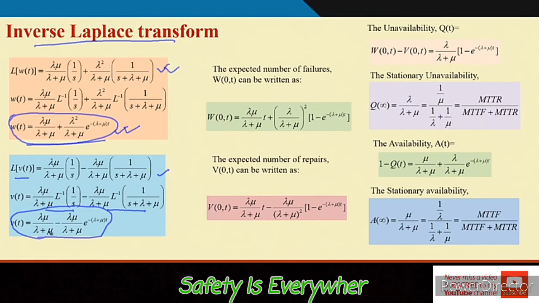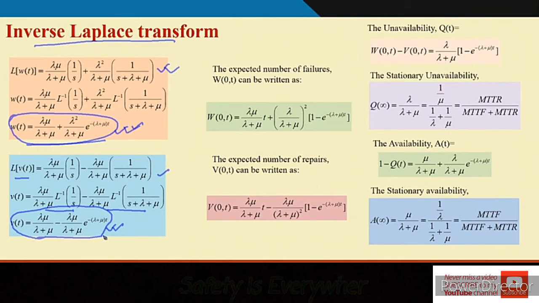The way W(t) is computed using Laplace inverse: first the Laplace transformation of W(t), followed by the Laplace inverse of that quantity, and then you were getting W(t). In the same manner for L{V(t)}, you are getting this equation. This is for W(t) and this is for V(t). But keep in mind that we are considering constant failure and repair rate. Constant failure means the useful life period of the component.